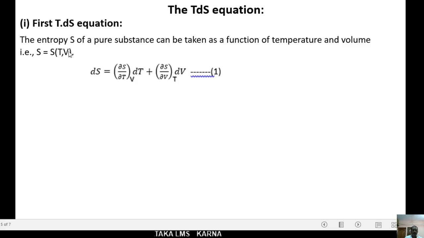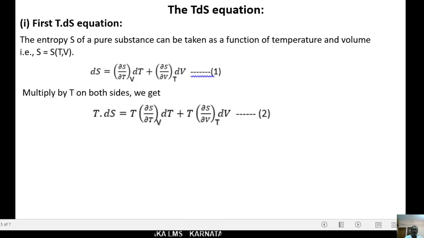Here the second function is V, ∂S/∂V with respect to dV. Let it be equation 1. Now multiply by T on both sides of equation 1. We get T dS equals T (∂S/∂T) dT plus T (∂S/∂V) dV. Let it be equation 2.